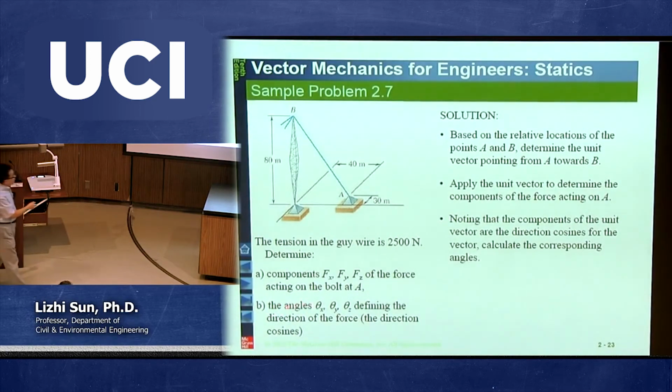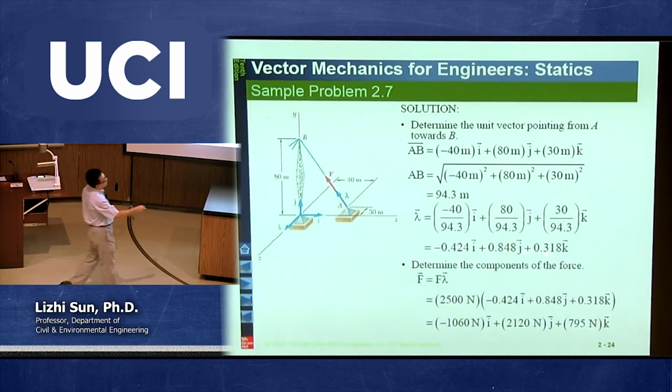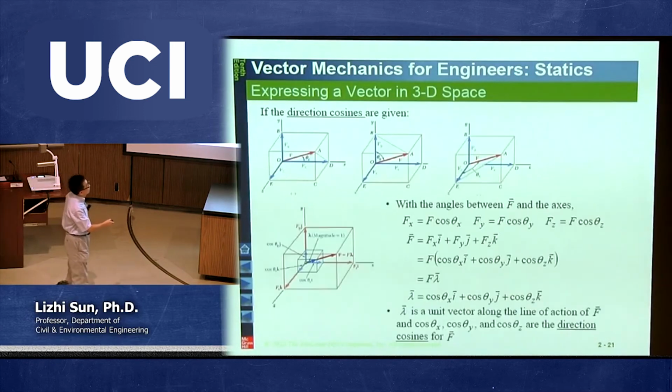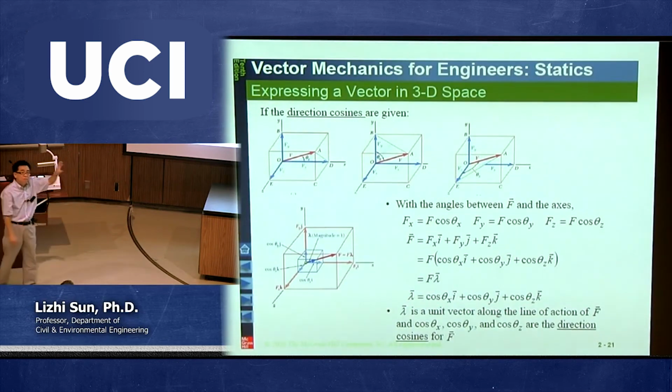Calculate or determine the angles theta x, theta y, theta z, which are defining the direction cosines of the force. Okay? That's extremely easy after you get these components or after you get this lambda. Because from definition, this is another way to calculate lambda, but the original definition of lambda is here. If you do not believe it, let me show you again. This is the definition of lambda, right? So this is the definition of the unit vector. We don't use this equation to calculate lambda. However, this is the definition.